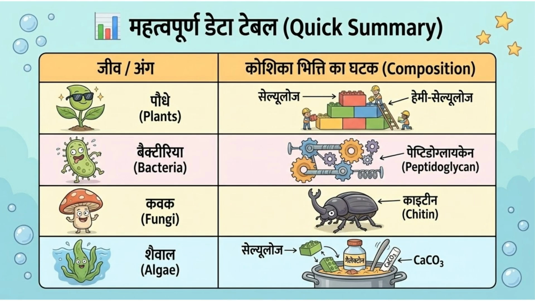Here is a quick summary of cell wall compositions. Plants have cellulose and hemicellulose. Bacteria have peptidoglycan. Fungi have chitin, and algae have cellulose, galactans, and calcium carbonate.